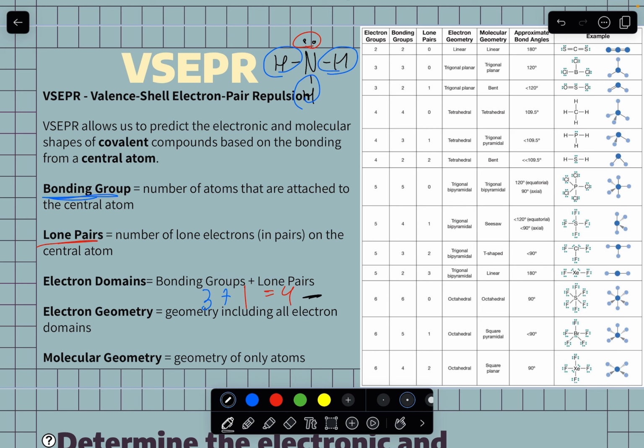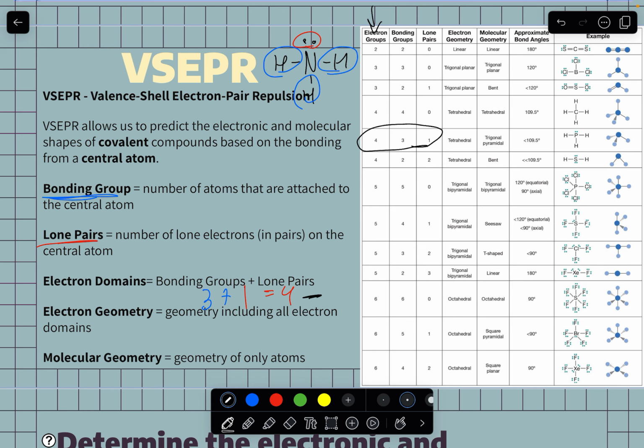Right, so we have 4 electron domains. So electron groups, we have 4 of those. We have 3 bonding groups. We have 1 lone pair of electrons. So our electron geometry is tetrahedral. So if we're counting that lone pair of electrons, we have 4 regions of electron density. So it's going to be tetrahedral.